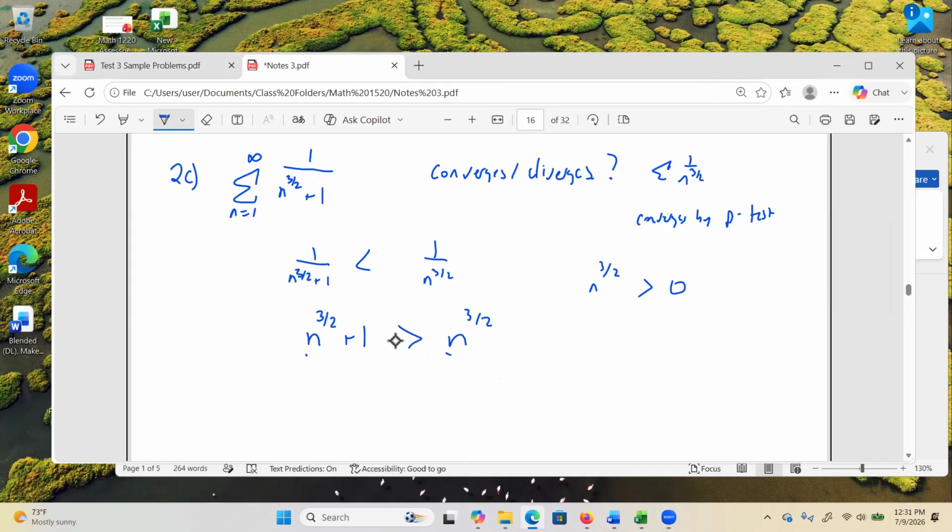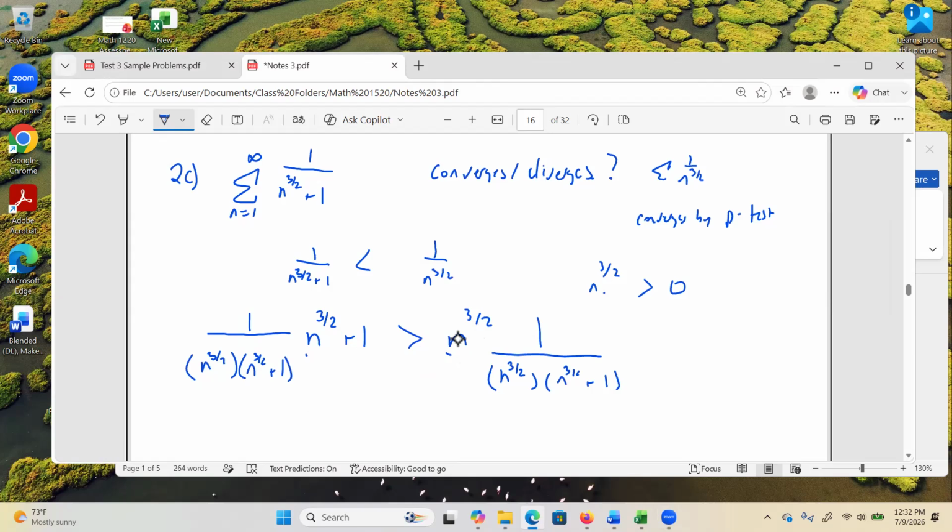That's important because we're going to divide by some stuff. If I multiply or divide with an inequality by a negative, I would have to switch the sign. But since n is always positive, n to the 3 halves is always positive. What I'm going to do is multiply both sides by 1 over n to the 3 halves times n to the 3 halves plus 1. We're going to cancel some stuff here.